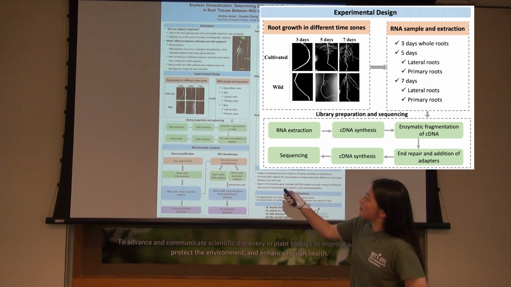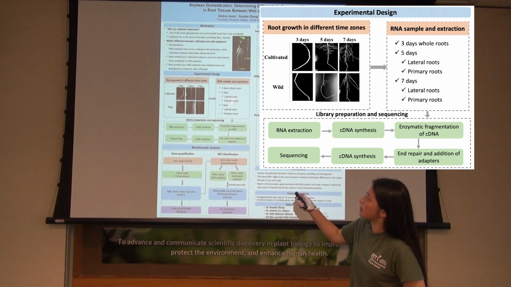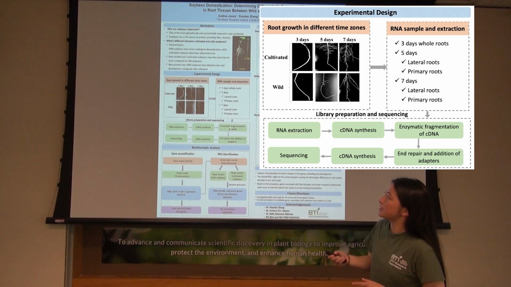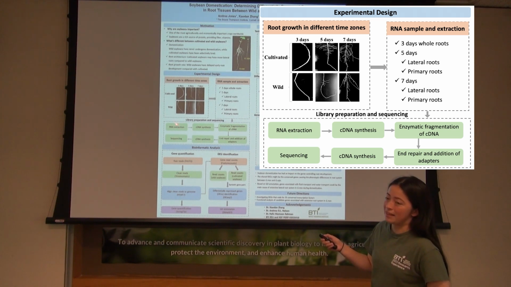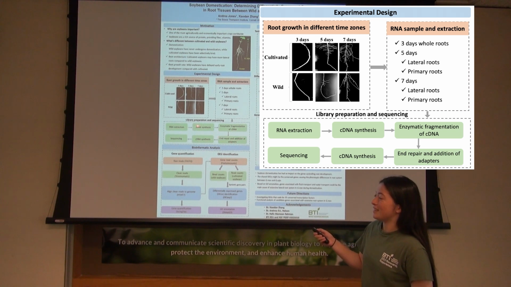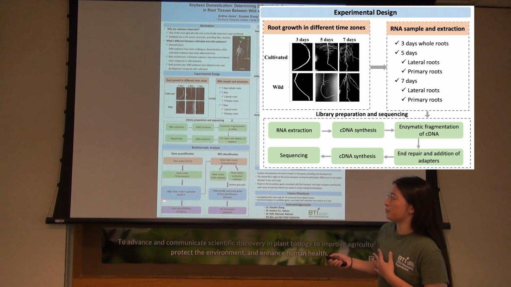So basically, they picked specific time points: 3 days of the whole roots, 5 days lateral roots and primary roots, and then at the 7-day mark, they also did lateral roots and primary roots, just to see how different those tissues are. And they prepared them for Illumina sequencing, so RNA extraction. They put all the adapters on, and then they sequenced it. And so we got the raw reads.